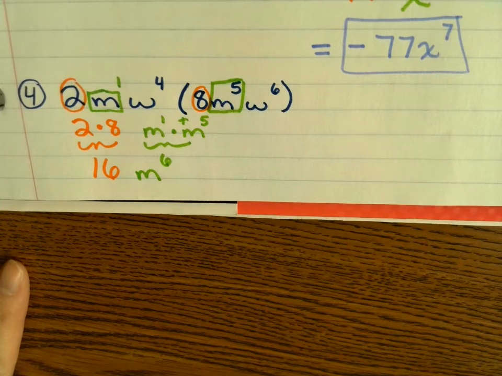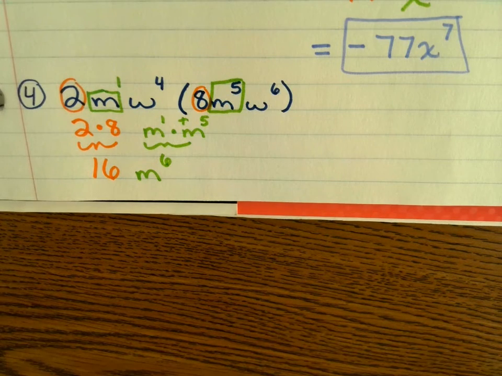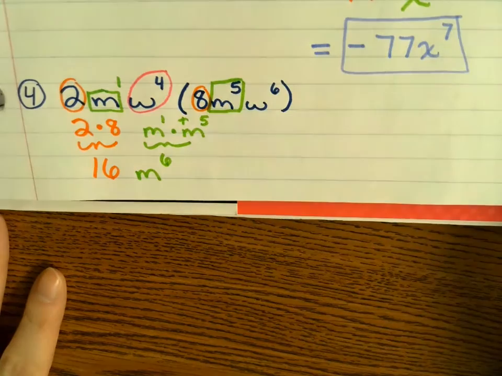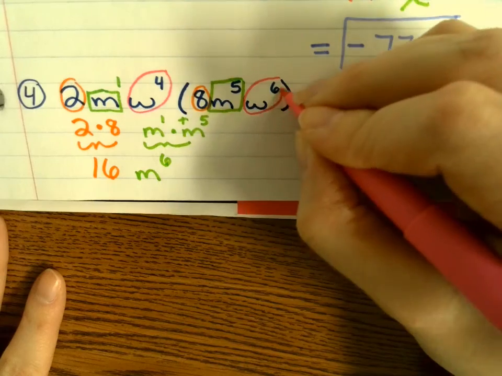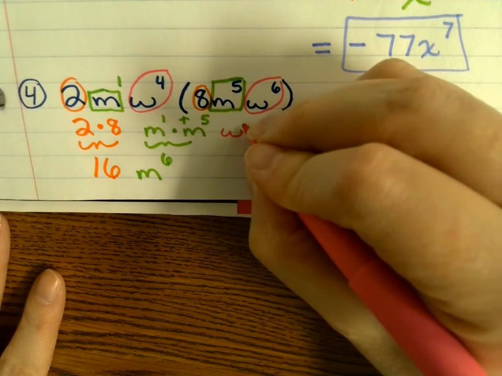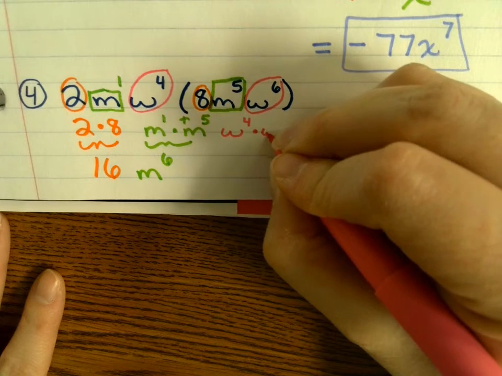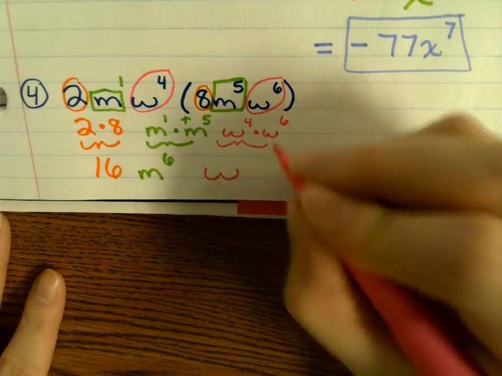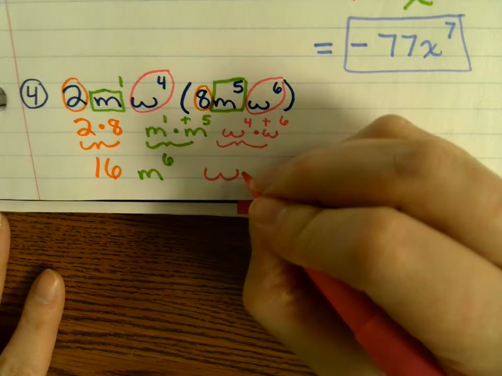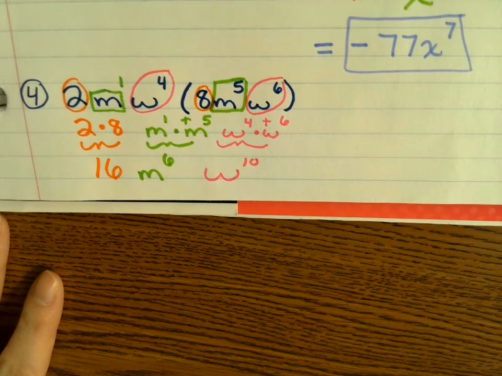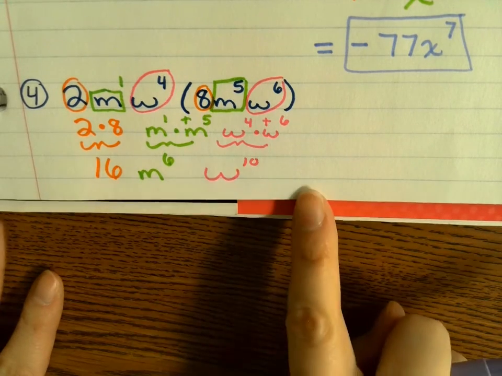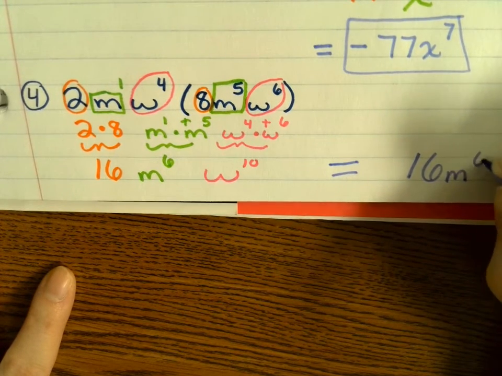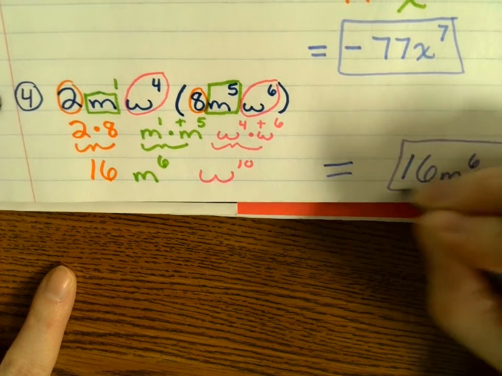Okay? Then I move to the next letter that I have. I have w to the 4th and w to the 6th. So w to the 4th times w to the 6th, I'm going to keep my w and add my exponents. So I get w to the 10th. Okay, so each of those is a separate little problem. I'm just now going to piece it all together. 16 m to the 6th w to the 10th, and that's my final answer.